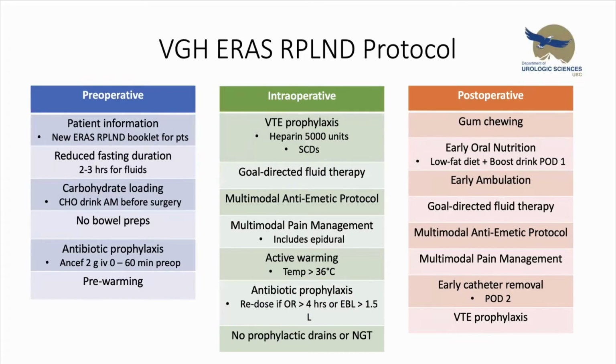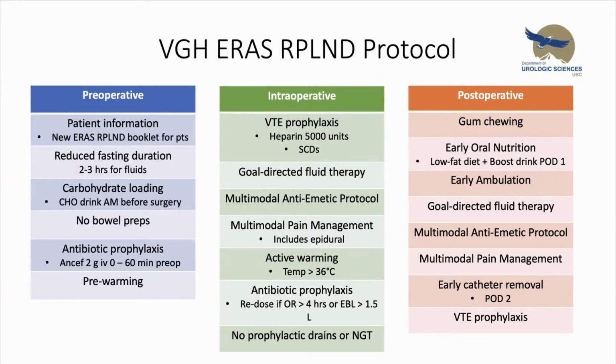Here we see the summary of the components of the ERAS RPLND protocol. Our protocol includes preoperatively a new ERAS RPLND patient information booklet for the patients. Preoperatively, we also have reduced fasting duration and carbohydrate loading with a CHO drink, drunk by the patient in the morning before the surgery. We also don't use any bowel preps as before, and we have antibiotic prophylaxis and pre-warming included in the protocol.